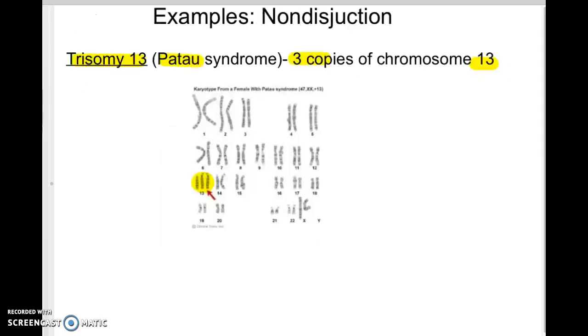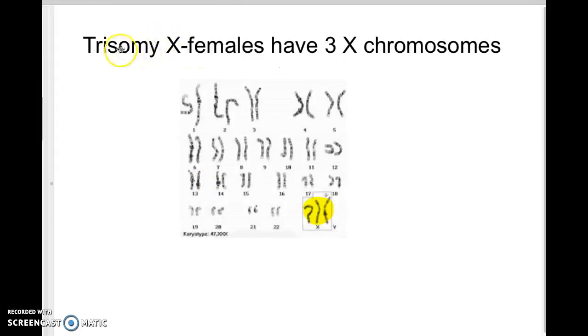Another one is another trisomy, in which a non-disjunction leads to an extra chromosome, Patau syndrome, and in this case, you have three copies of chromosome 13. Another example is trisomy X, and you're getting this tri, meaning they're getting another extra copy. And so this would be when females have three X chromosomes instead of two on their karyotype.